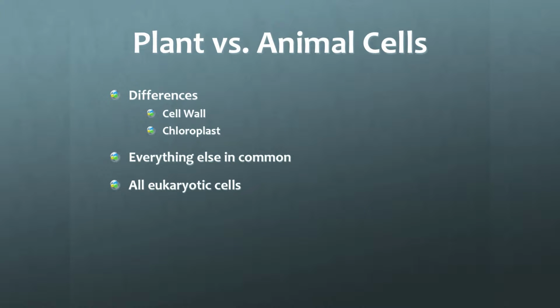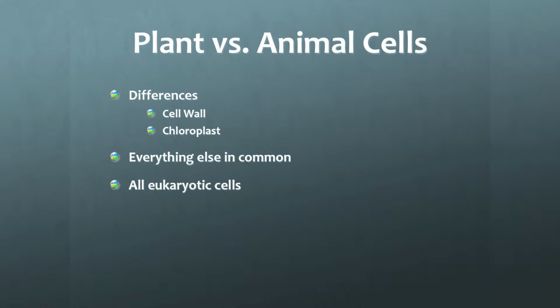Let's take a minute and explain the difference between plant and animal cells. A plant cell has a cell wall and has a chloroplast. An animal cell does not. Everything else is basically the same. Obviously, different cells have different functions, so they'll have different organelles or different numbers of organelles. But we're looking at those as the 2 main differences. So plant cells have a cell wall and have a chloroplast. Both of these are eukaryotic cells.